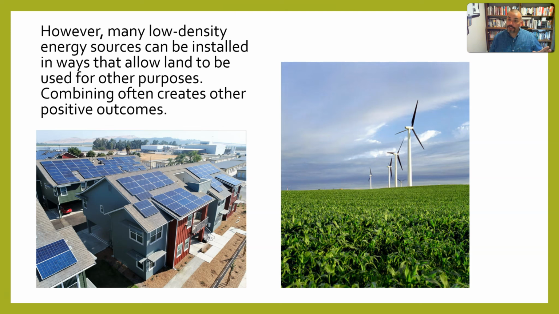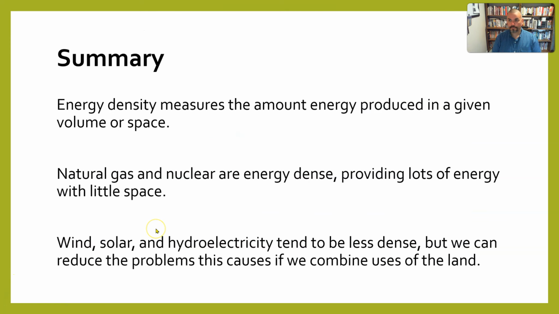So even though low energy density sources can present problems, there are often many ways to work around those problems and actually come up with other advantages to these sources of energy. So to summarize some of the key messages that we made in this video, energy density measures the amount of energy that's produced in a given area. When we talk about high energy density sources, we're talking about sources that take up relatively less land. So good examples of sources of electricity that we see being used frequently in places like Ontario today are nuclear power and natural gas. So they're able to provide a lot of energy in a relatively small amount of space.